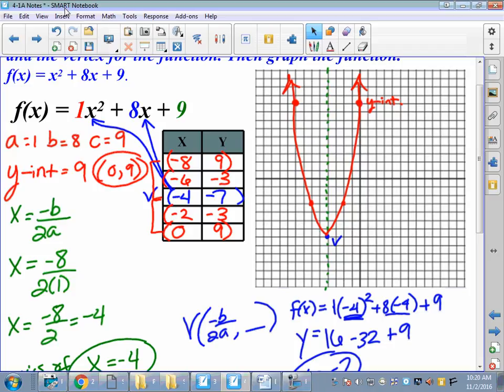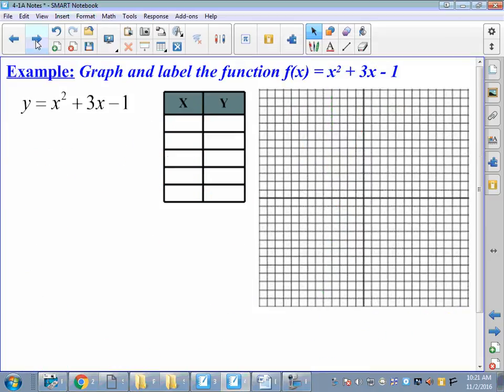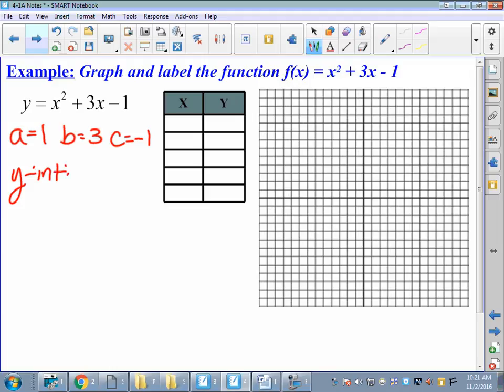Okay. So next problem, we're going to do the same thing with this one. We're going to first identify A, B, and C. My A value is the number out in front of the square term, 1. My B value is 3, and my C value is equal to -1. My y-intercept is the easiest point. You're looking at it, it's -1, or we can write that as (0, -1). So when I graph that, (0, -1) is right here.